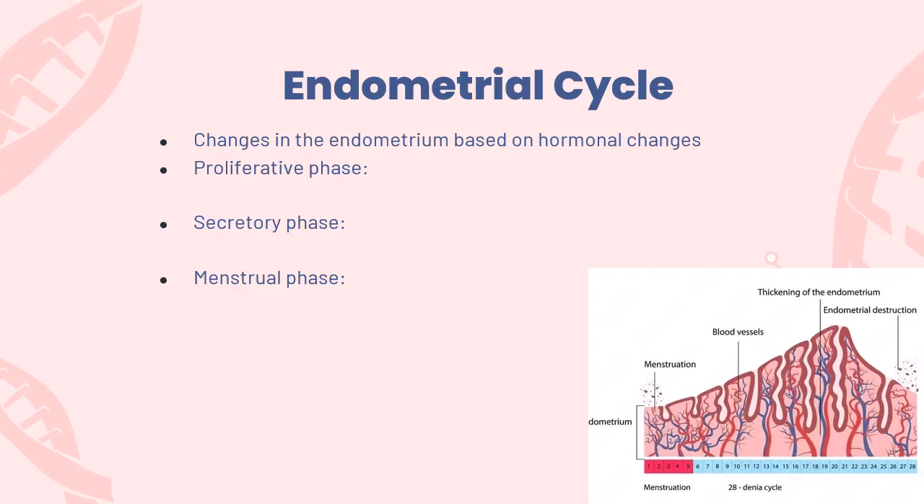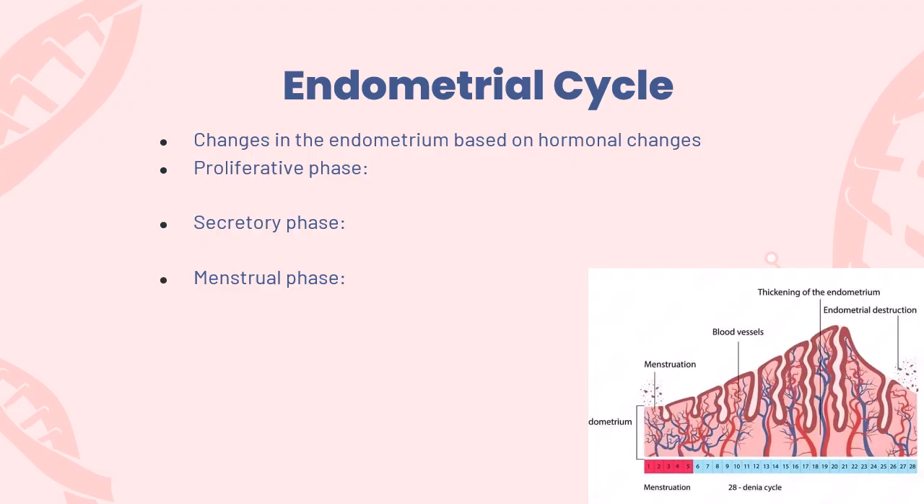All right, and then we have the endometrial cycle. While the ovarian cycle is happening, we are looking at the endometrial cycle as well, which is the endometrium inside of the uterus. You're going to see many changes in the endometrium based on the hormonal changes. First you have the proliferative phase, which is right after menstruation. We have regrowing and thickening of the endometrium in prep for implantation, and it ends with ovulation.